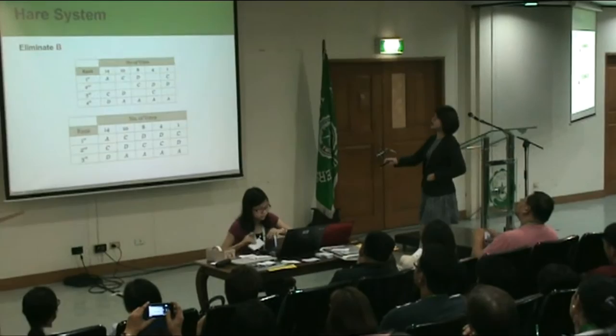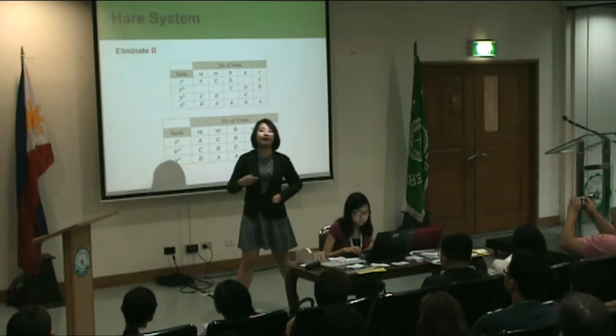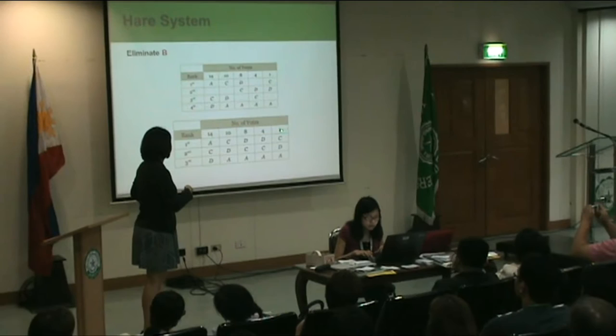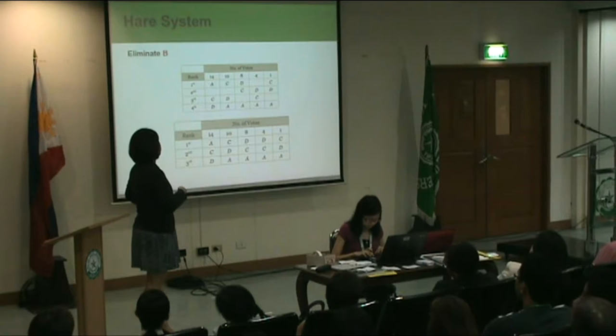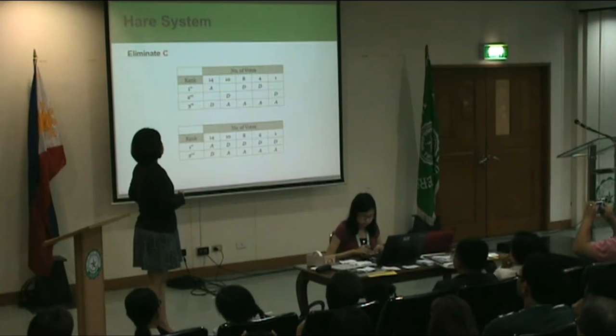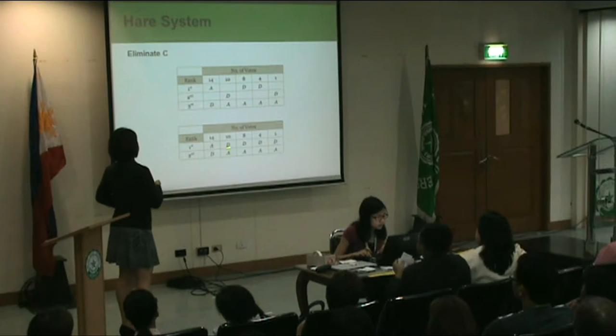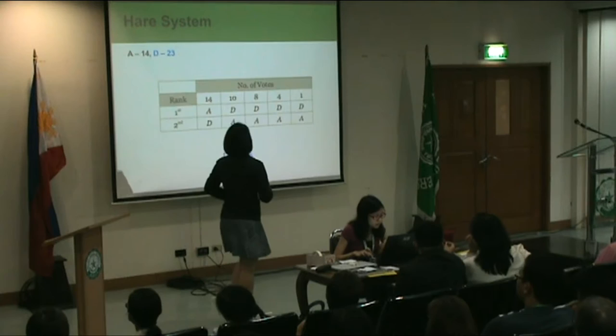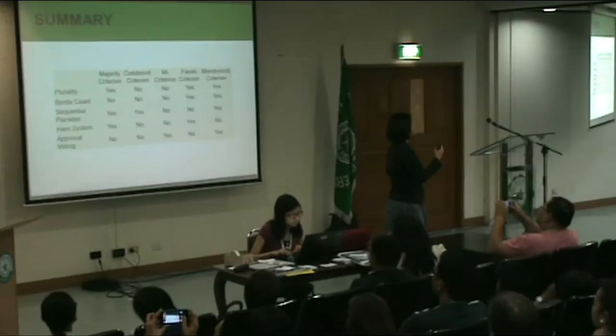Okay, so now we're going to use again the plurality method. So based on the plurality, the candidate with the least votes would be C. So 10 plus 1, 11. So we're going to take away that. And take away candidate C, we will have this table. And rearrange the table, we will have this. And obviously here, we will have the winner, candidate D. So that's the one using the Hare system. Okay, D wins.